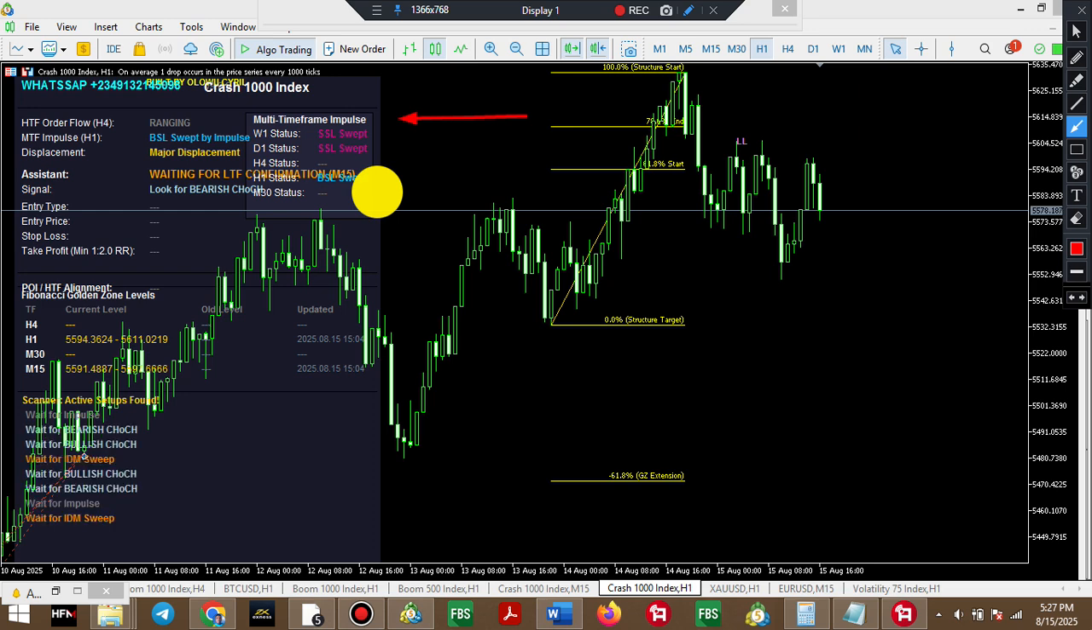Because when you look at the weekly time frame from the top here, it says it has SSL sweep, meaning that the weekly time frame has taken out a sell side liquidity and it is expecting price to push all the way up, right? Likewise, the daily, but the 4-hour is ranging, so we couldn't get a clear picture of what is happening at the moment, right? Then when you check the H1, it said the H1 has taken out a buy side liquidity. So when buy side liquidity is taken out, what do you expect? You expect price to drop.